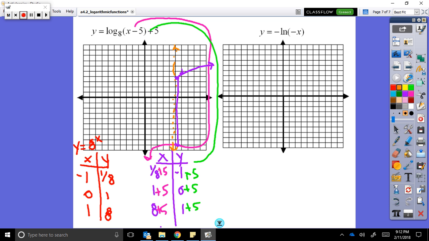Okay? So I'm going to jump start you on the next one, and then I want you to see if you can finish the t-chart. So what is the inverse of natural log? It's y equals e to the x. Okay, so I want you to build the regular t-chart for this one, and yes, you can go to your calculator for e.